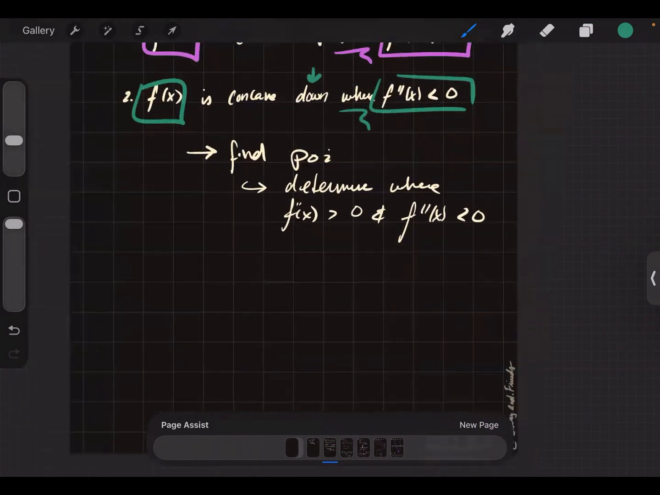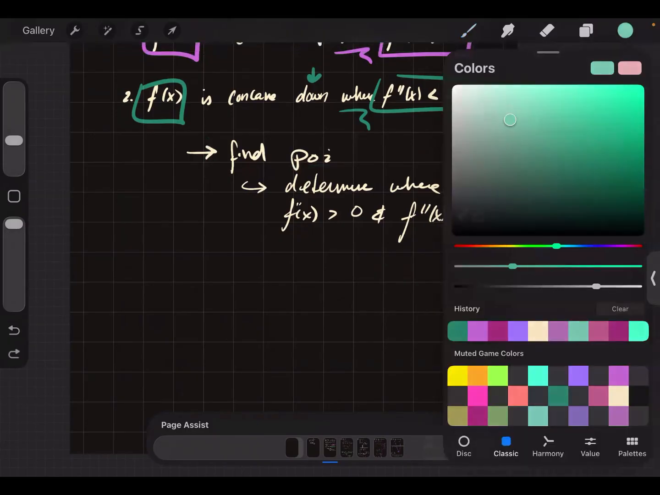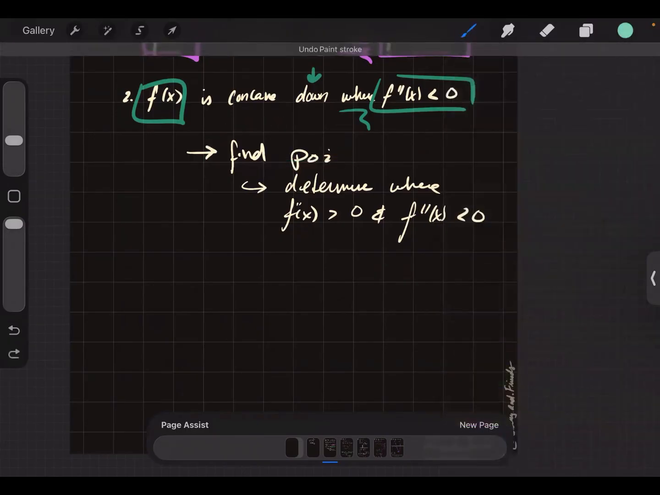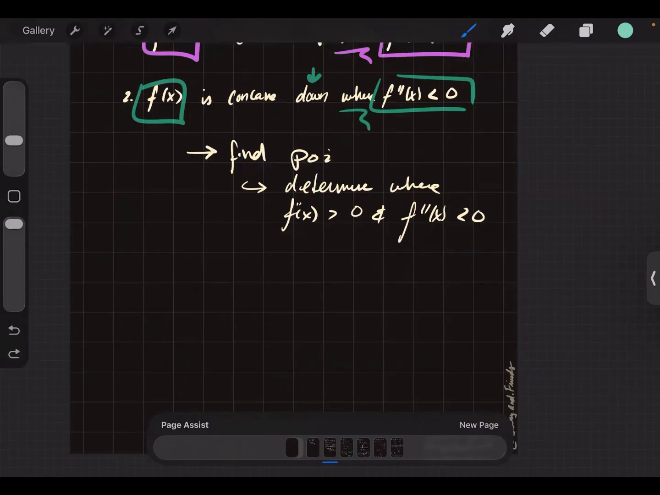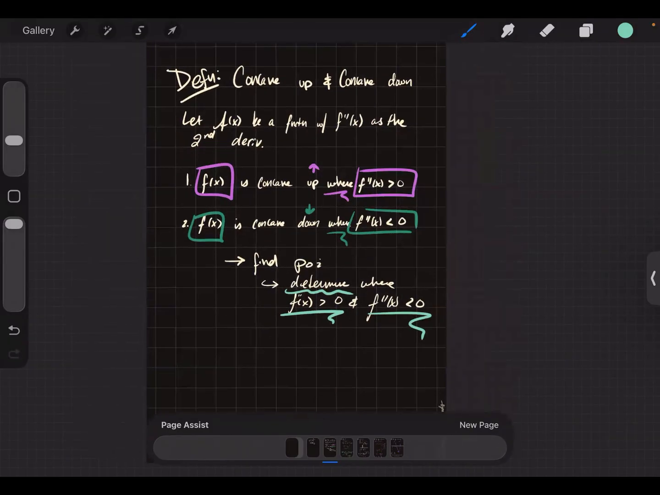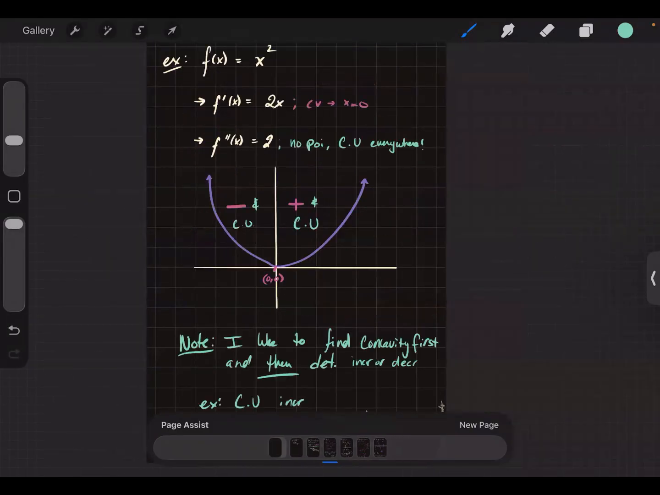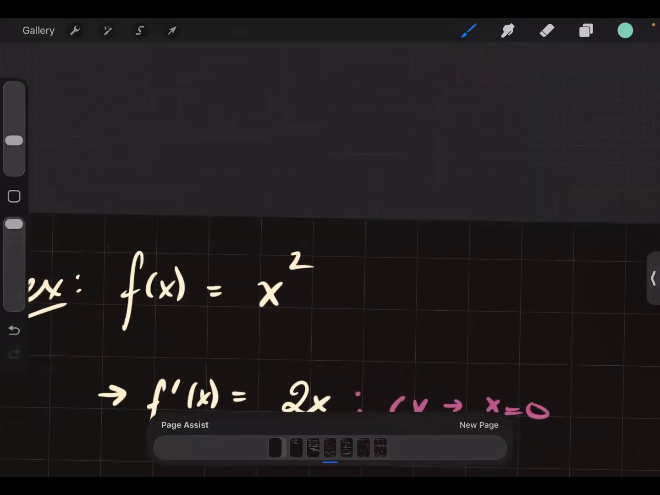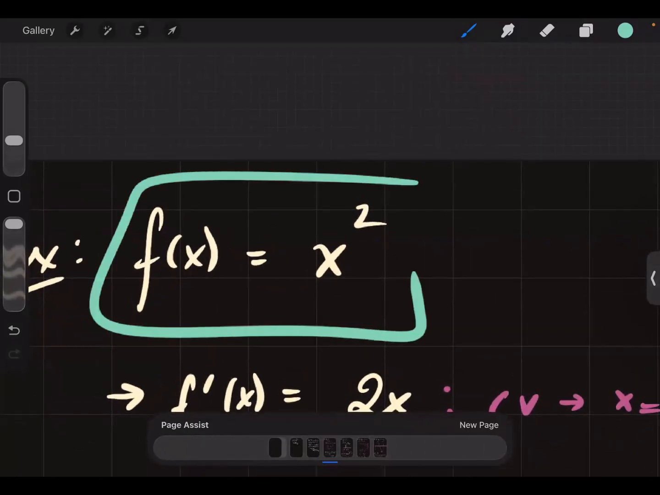The easiest way to do this, because of the intermediate value theorem, is to find the points of inflection like we discussed in the previous lecture. And then you can plug numbers in between the intervals to determine where f double prime is greater than 0 or less than 0. Easy enough, right? So I'm going to have you guys work out this one, and then I'll walk through my work in a bit.